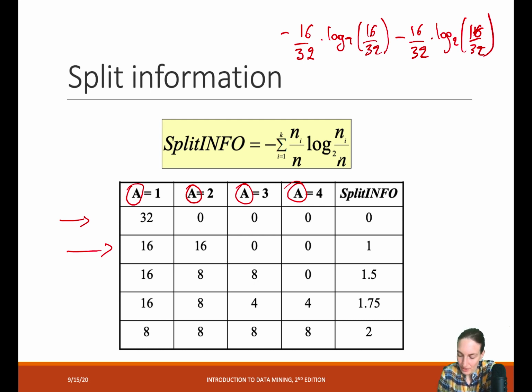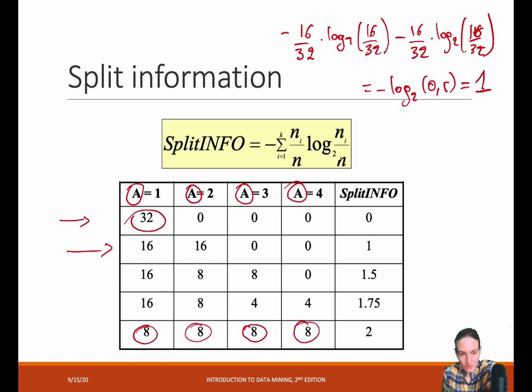And that's it. Which we can minus log 2 of 0.5, and it equals 1. All right. So we can see here that if we get a lot of nodes, a lot of child nodes, our split info becomes bigger. So if we were to go to a situation whereby we would have, in this case, 32 different attributes, this would get very, very large, and it will penalize our information gain. Okay. So that's what it aims to do.